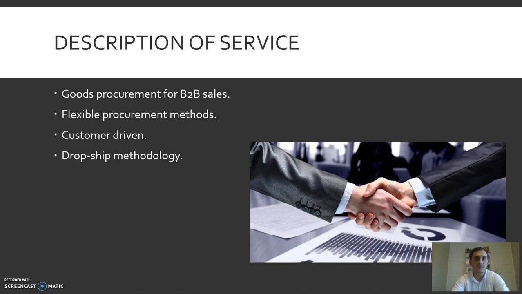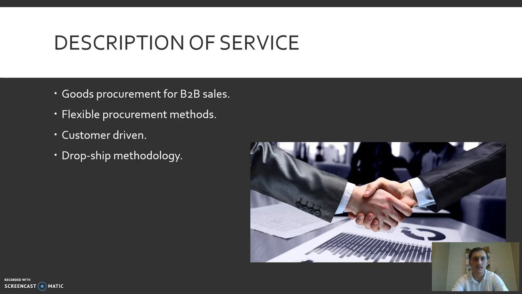So essentially what the company is, it's a business-to-business sales company with flexible procurement methods, or flexible ways to get products from suppliers to customers. It's a customer-driven business model where we want to be able to meet the needs of all customers in the most fluid way possible. And the way we do this, aside from the flexible procurement methods, is through a dropship methodology.